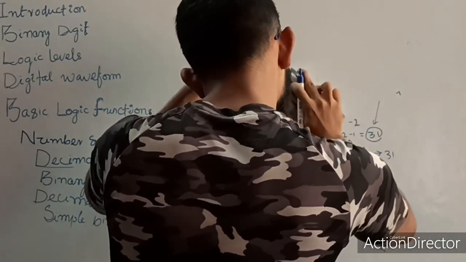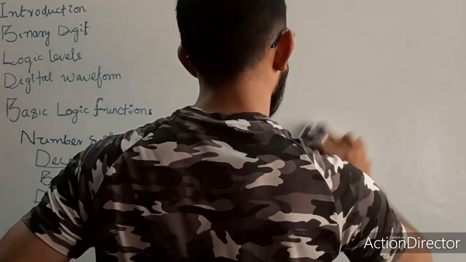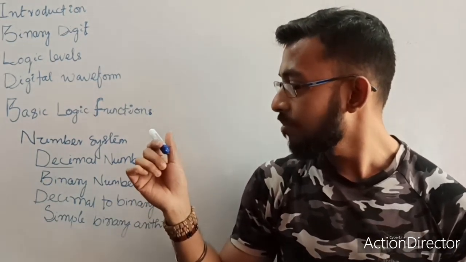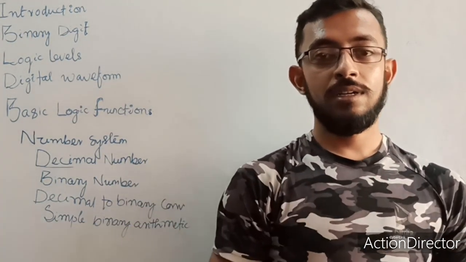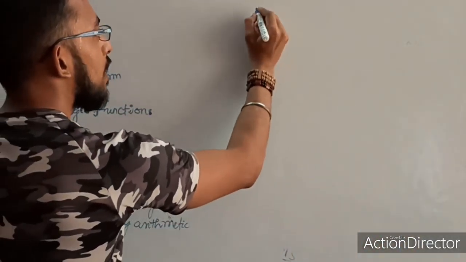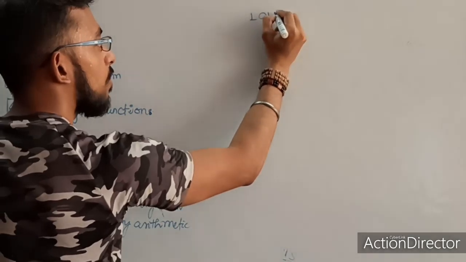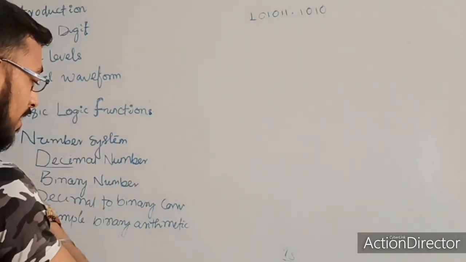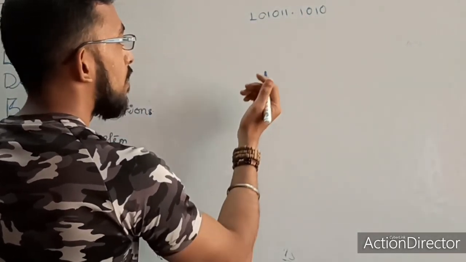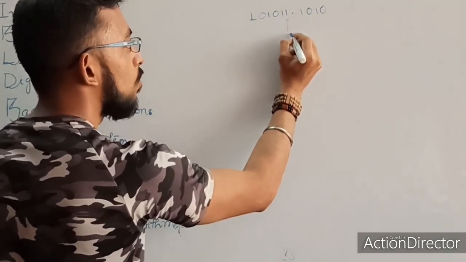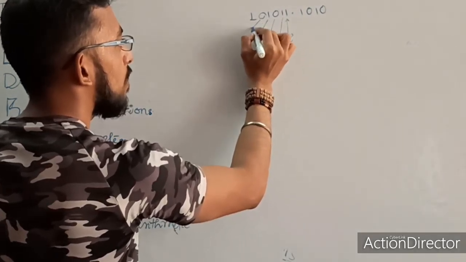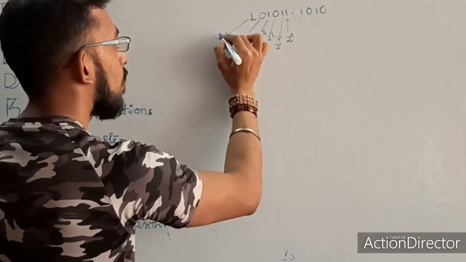Now we will see the weights of the binary number system. Like in the decimal case, the weights are 10 power 0, 10 power 1, 10 power 2, and for the fractional part, 10 power minus 1, 10 power minus 2. Similarly, in the binary system, the weights are powers of 2. Suppose a binary number is given as 101011.1010. What is the weight of this 1? It is 2 power 0. The next is 2 power 1, then 2 power 2, 2 power 3, 2 power 4, and last, 2 power 5.